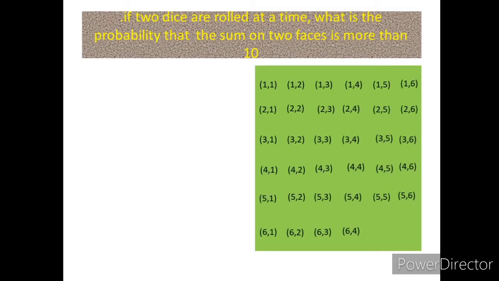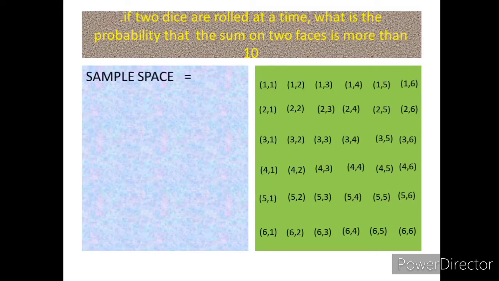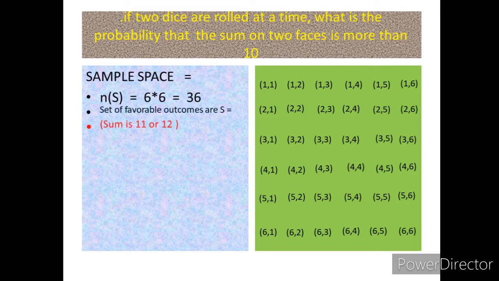Okay, write down the sample space. Then write down n of S, 6 into 6, 36. Now you can identify whose sum is 11 and whose sum is 12. Those are our favorable outcomes. Sum is 11 or 12 because more than 10 means 11 and 12. 12 is the maximum sum in a 2 dice problem. Therefore, can you identify which gives 5 plus 6 gives 11, or 6 plus 5 gives 11, or 6 plus 6 gives 12?